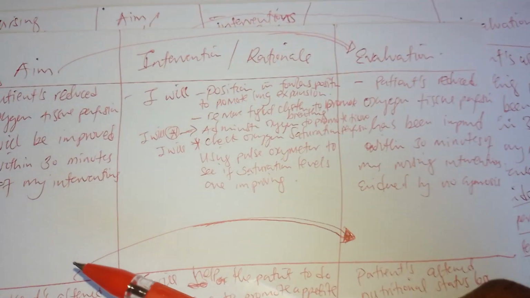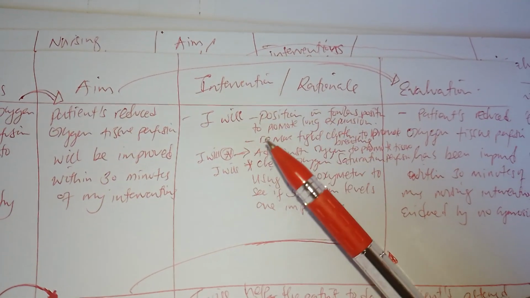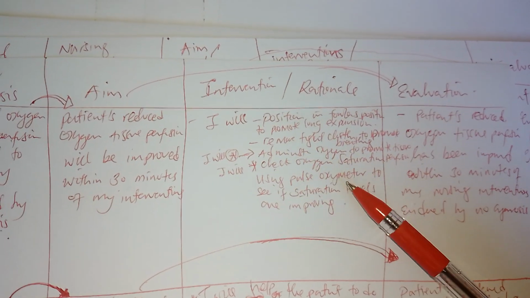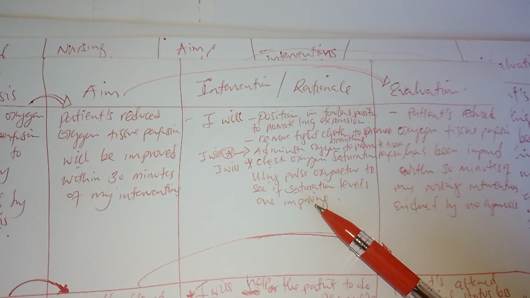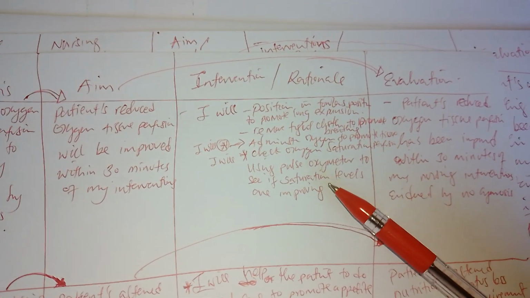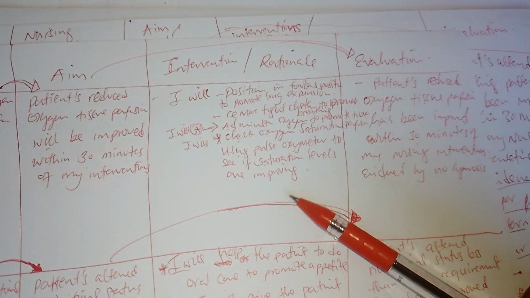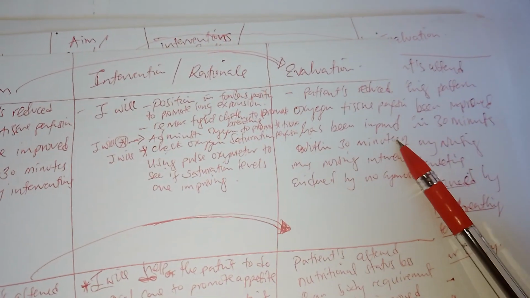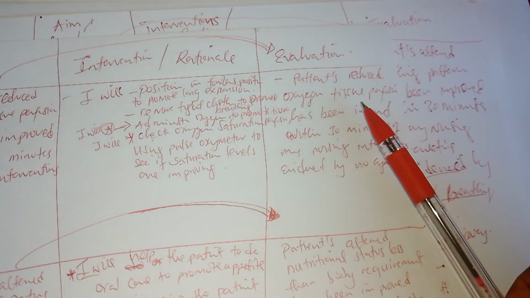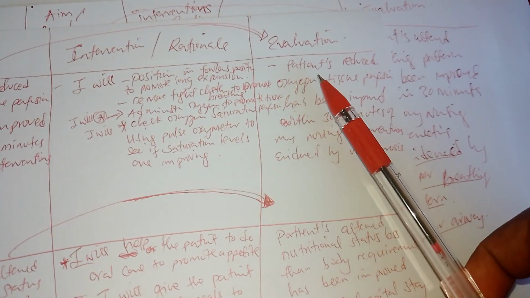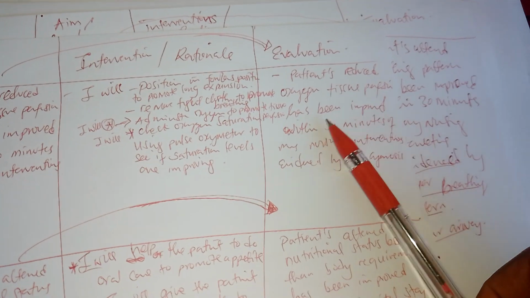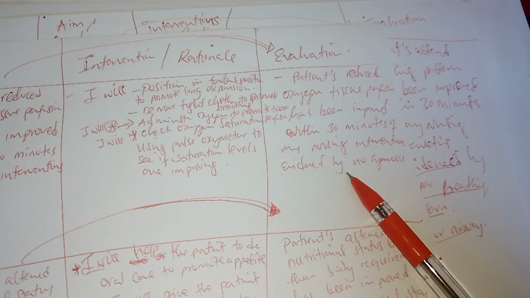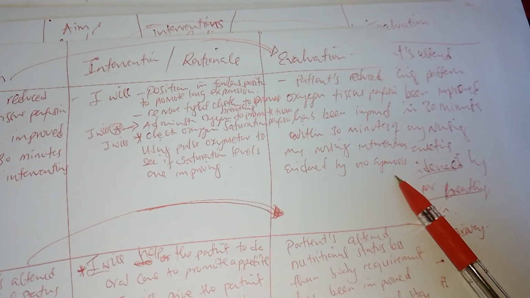Then our interventions: position the patient, remove any tight clothing, administer oxygen, check oxygen tissue perfusion using a pulse oximeter, and others. Then remember to put your interventions. Then if you can see the arrows, for the evaluation, what you wrote on your aim, you just borrow the words. So: patient's reduced oxygen tissue perfusion has been improved within 30 minutes of my nursing intervention, evidenced by no cyanosis, or no pallor. That is the same.